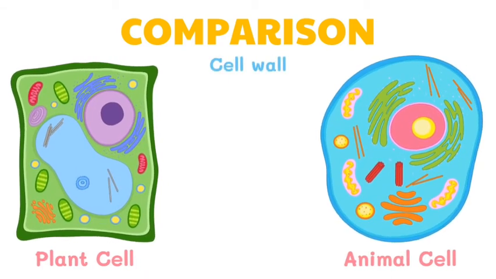Both plant and animal cells have a cell membrane, but only plant cells have a cell wall. In plant cells, the cell wall surrounds the cell membrane. This gives the plant cell its box-like shape. This also allows plants to remain strong and stand upright, even if they grow to great height.